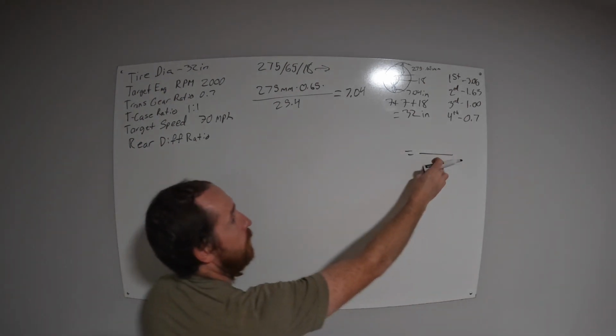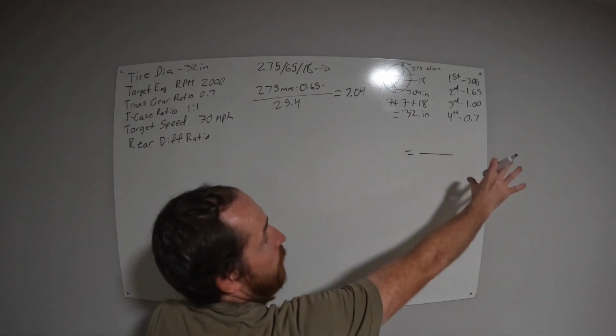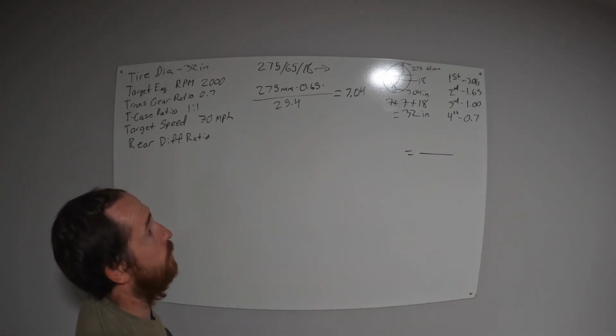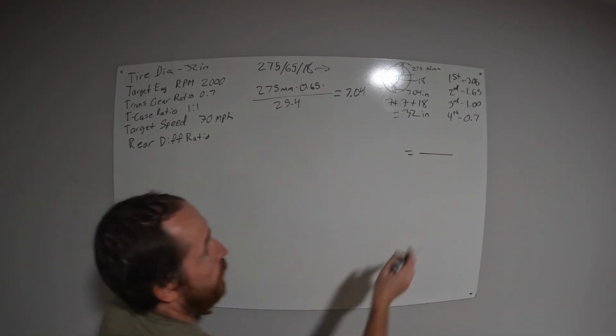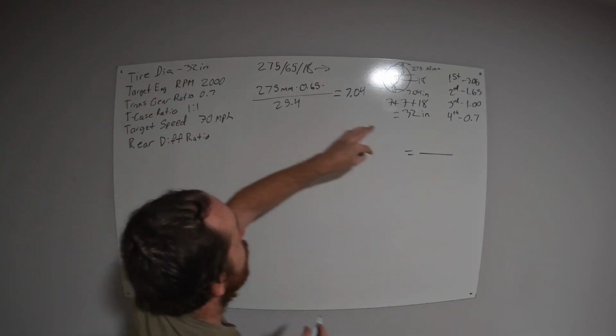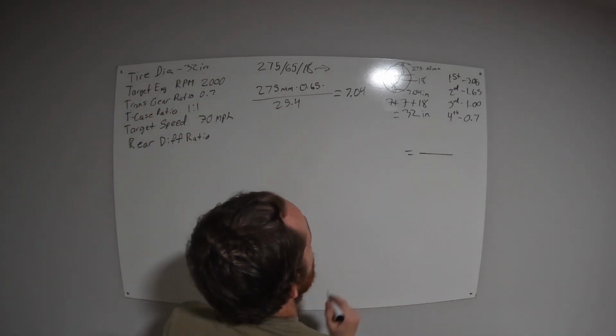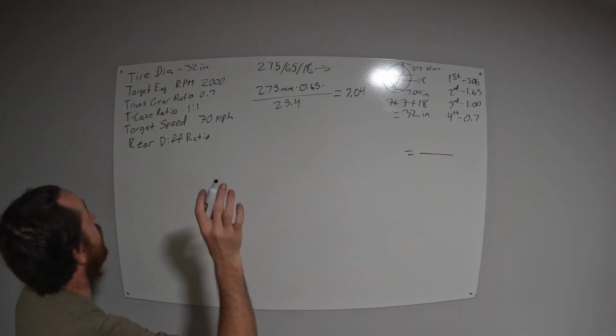What's my gear ratio? Gear ratio, this is all a units problem. For those of you who do a lot of math, this is all a units problem. Gear ratios are unitless. But let's start with our tire diameter, 32 inches. Inches don't do us any good. We need to convert that. Oh, well, no, they do. We'll get there in a second.